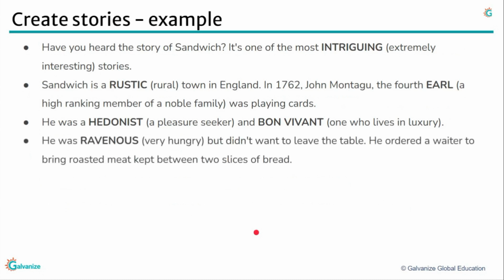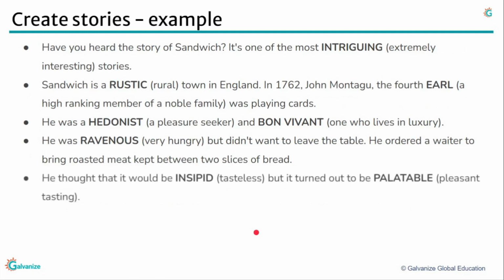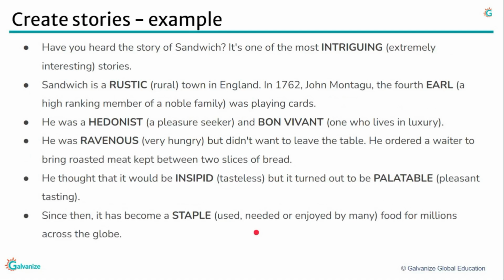He was ravenous, very hungry, but didn't want to leave the table. He ordered a waiter to bring roasted meat kept between two slices of bread. He thought that it would be insipid, but it turned out to be palatable. Since then, it has become a staple food for millions across the globe. So, see how all the words have been connected into a sensible story.